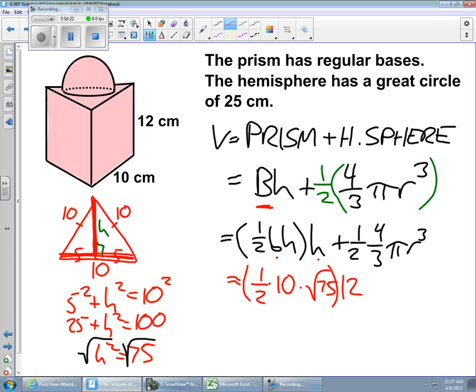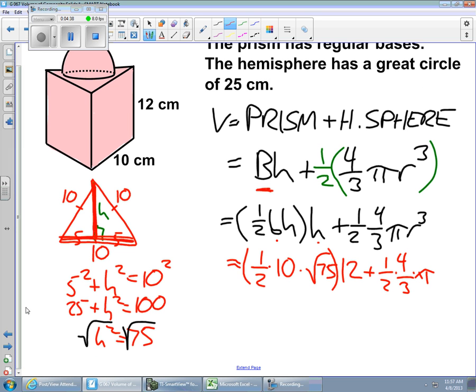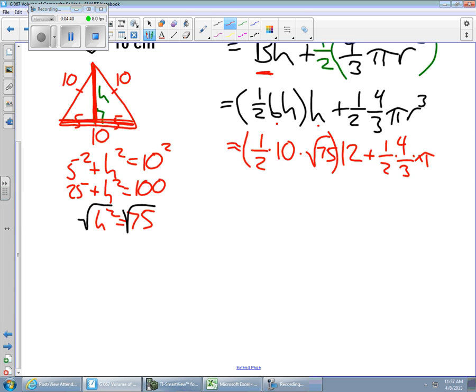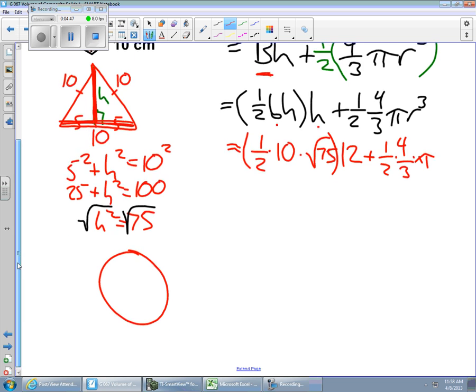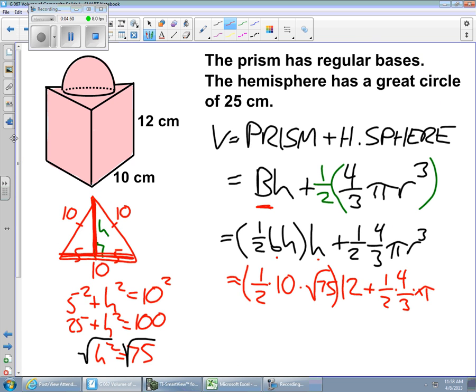Now what about the sphere? You've got that half there, you've got that 4/3 there, you've got pi, and then radius cubed. Well, we don't have the radius, and I think this is where this particular class ran out of time. We were trying to figure out what was going on with the radius of the hemisphere. The only information we had about the hemisphere was that it had a great circle of 25. So the great circle is 25.